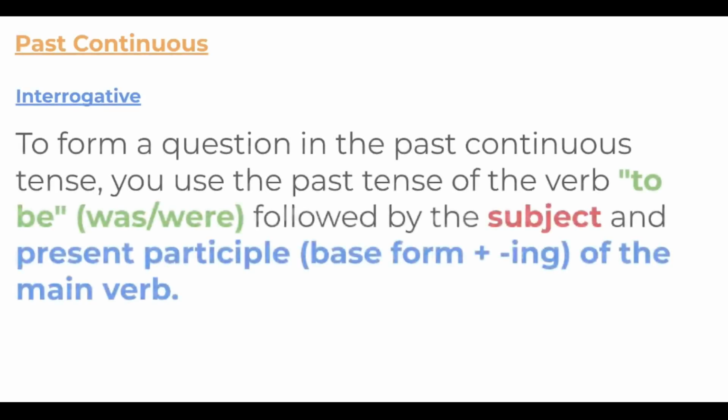Okay, questions now. So to form a question in the past continuous, you use the past tense of the verb to be, followed by the subject. So we invert the subject and the auxiliary verb to be, and then we follow that by the present participle, so that ing form of the main verb. And we'll see this in action.